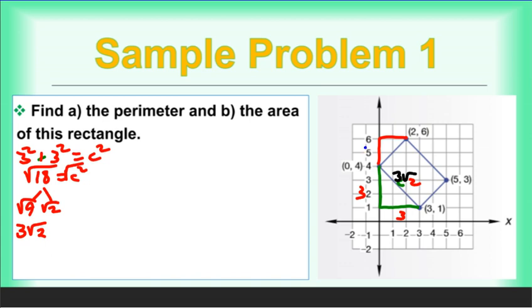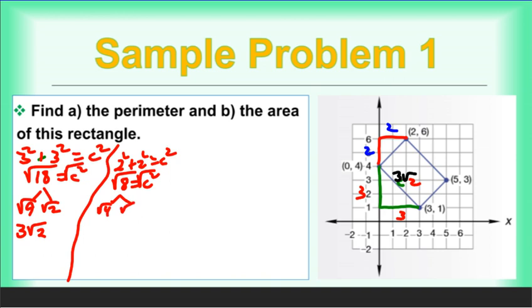And then here we got 2 and we got 2. So we got 2 squared plus 2 squared equals c squared. 4 plus 4 is 8. To undo a square, find the square root of both sides. Square root of 4 times square root of 2 gives us 2 square root of 2.